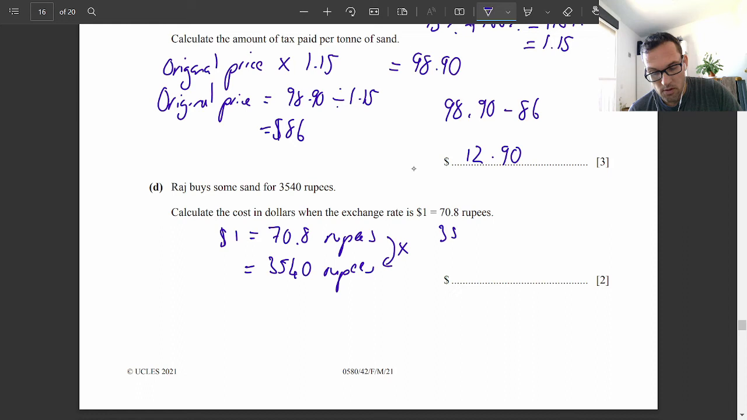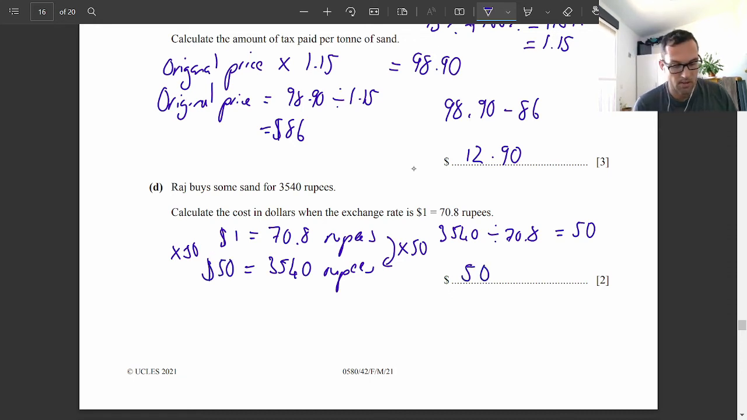So we do the inverse calculation. We divide it. Okay, 3,540 divided by 70.8. That gives us 50. That means in this ratio, we need to increase the dollars by 50, which is obviously $50. Okay, make sure you show your working out there. You get a mark for doing 3540 divided by 70.8.